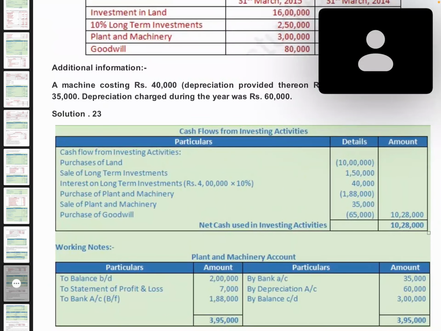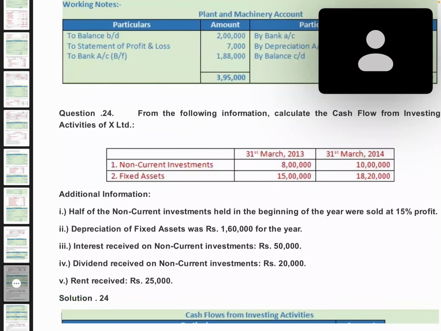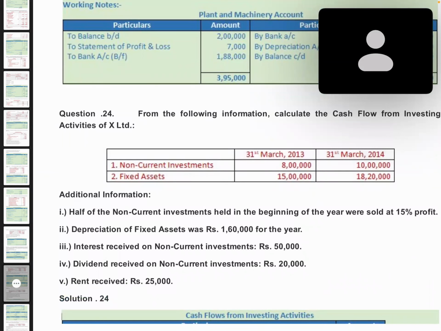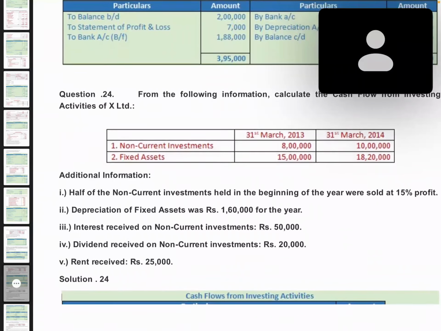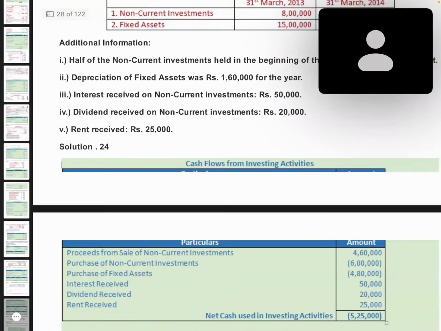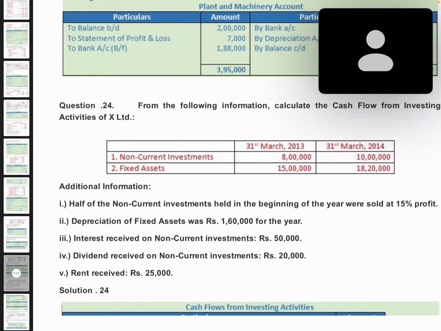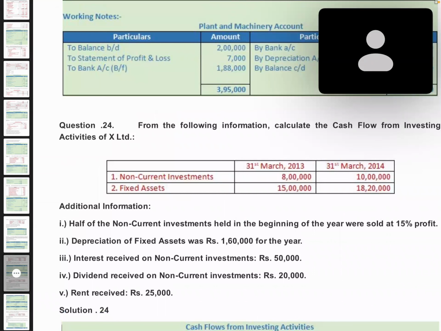So let us discuss one more question. Let me see which question we should try. Just a minute, let me read this. We should calculate cash flow from investing, non-current investment, fixed asset, half of the non-current investment, depreciation, fixed asset, 1,60,000 interest received, non-current. Okay, all right. I think you would be able to do question number 24. Just take the screenshot of question 24. I'm giving this as homework to you. I don't want you to try this now. This is an easy question. You will be able to solve this.